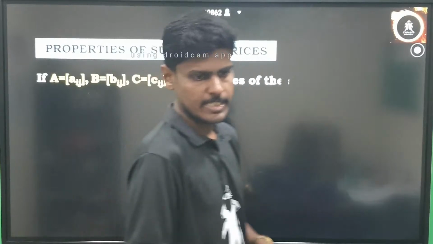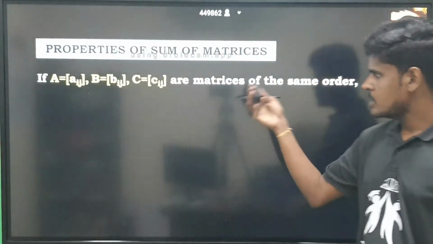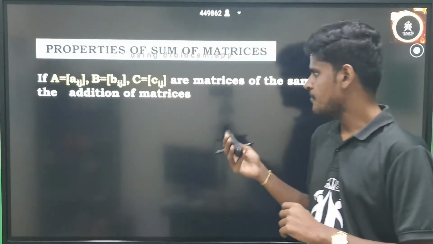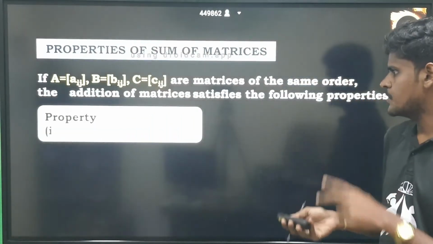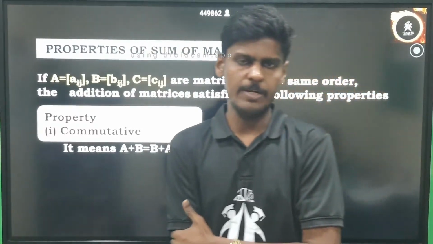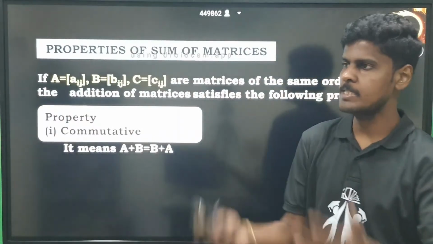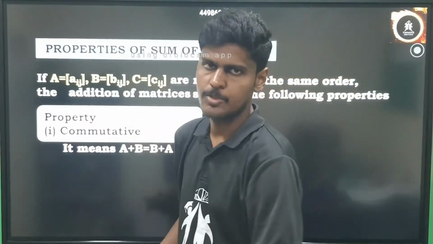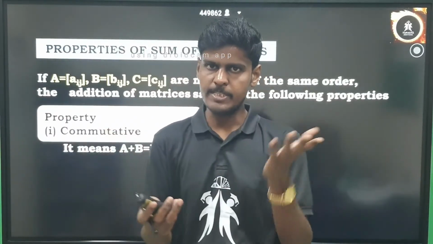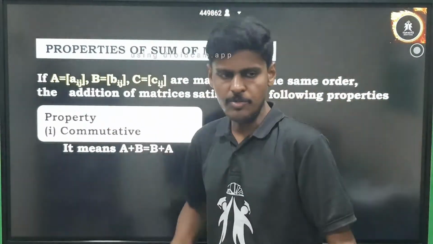Consider two matrices A and B. Then what are the properties? These two matrices have the same order, and addition of matrices is adding corresponding elements. The first property that is satisfied is A plus B equal to B plus A. Obviously, when we add two elements, irrespective of the order in which we choose the first and second element, the addition is the same. 3 plus 4 is equal to 4 plus 3. It's obvious. So A plus B is equal to B plus A.